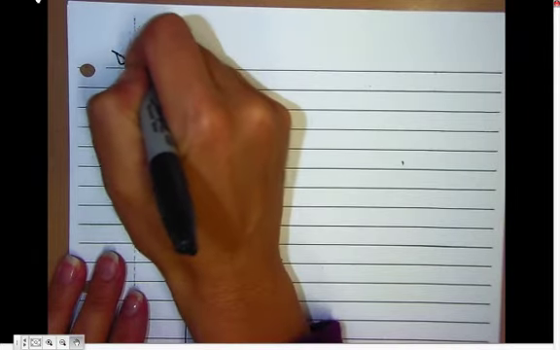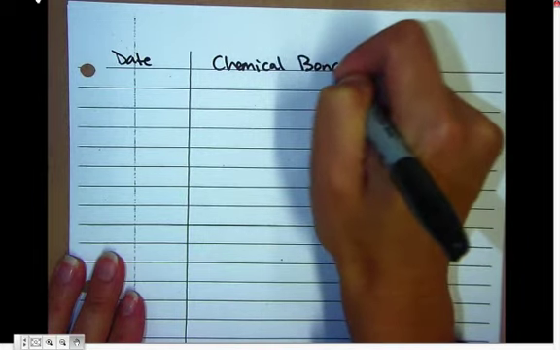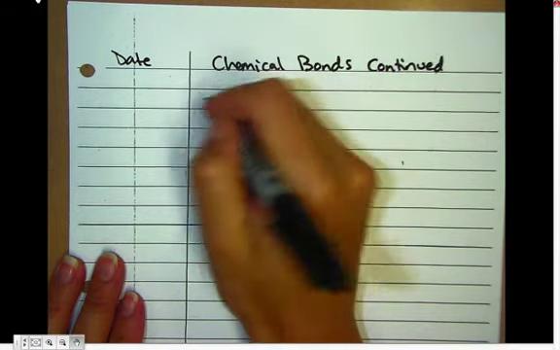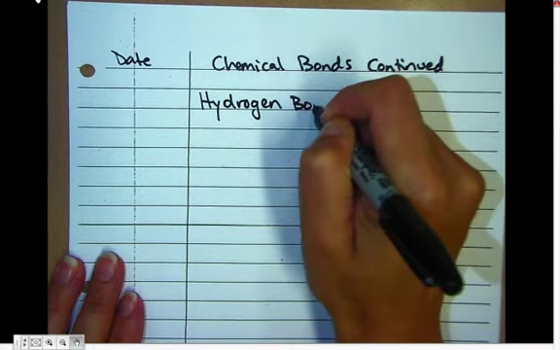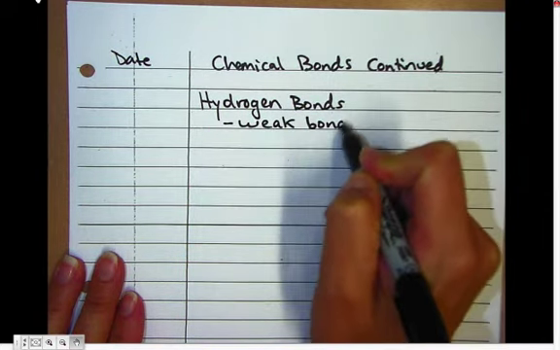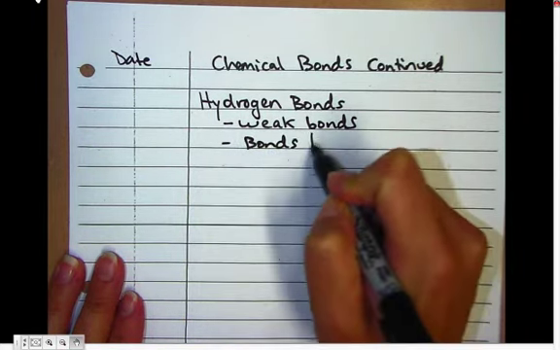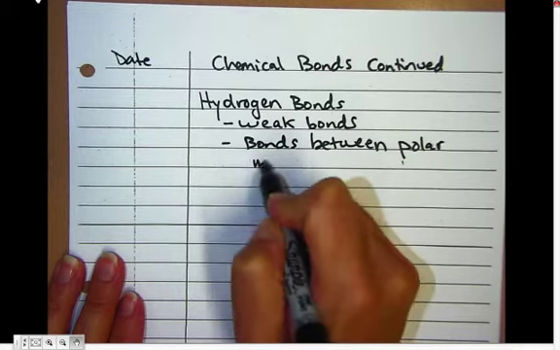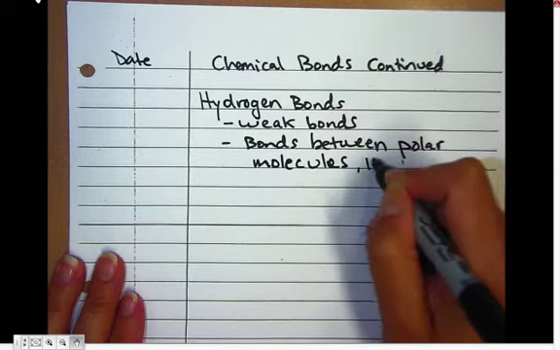So the date again, and chemical bonds continued. And here we are going to do the last one, which is hydrogen bonds. And hydrogen bonds are weak bonds, and they are bonds between polar molecules, like water.